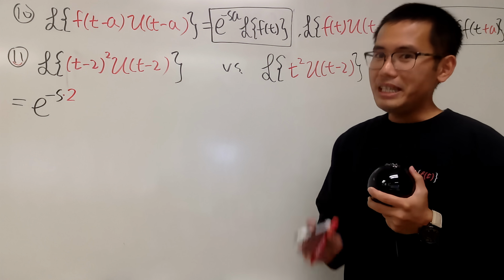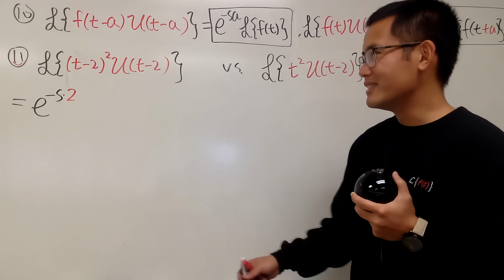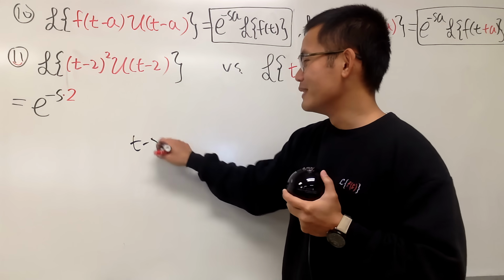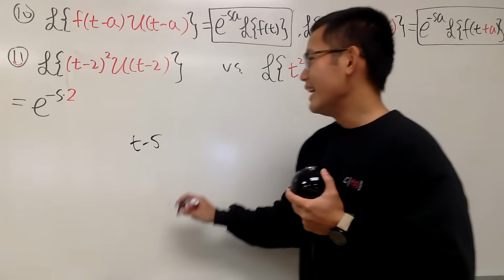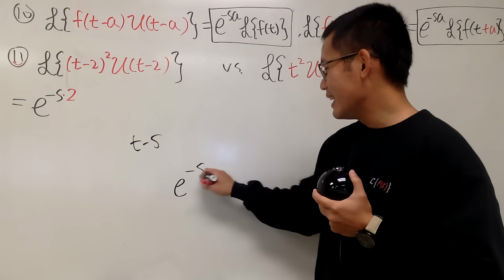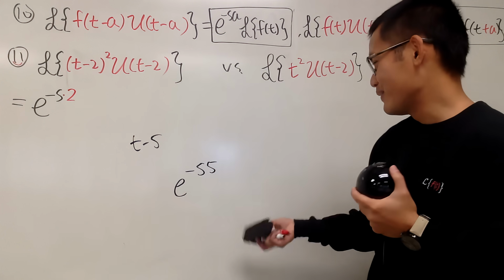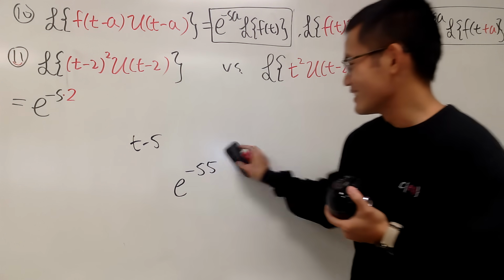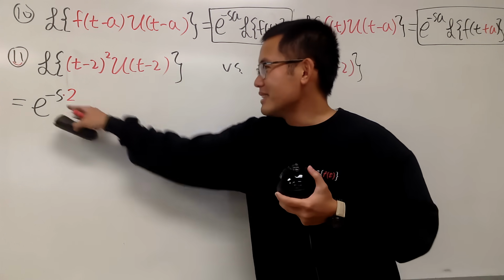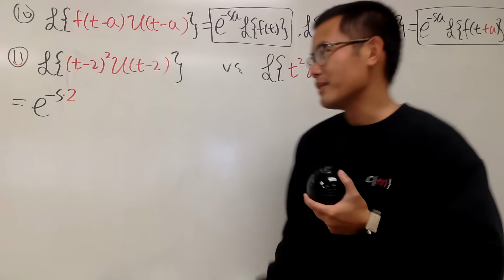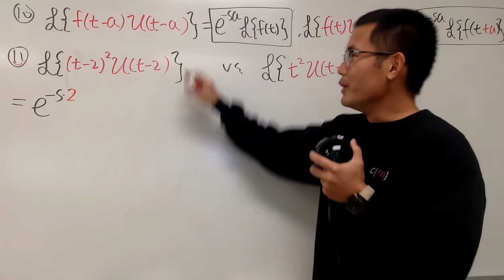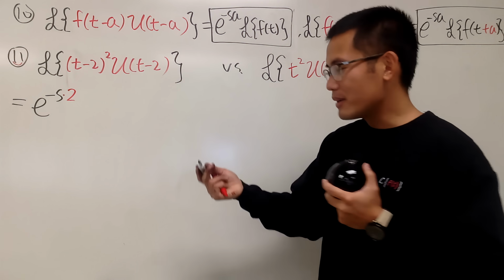And it's really evil if you ask Laplace transform questions and you have something like t minus 5, because you have to put 5 right here, and it becomes e to the negative s and then 5. So I usually try to avoid using 5. Nobody can understand what this is. So this is s, that's 2, that's pretty clear.